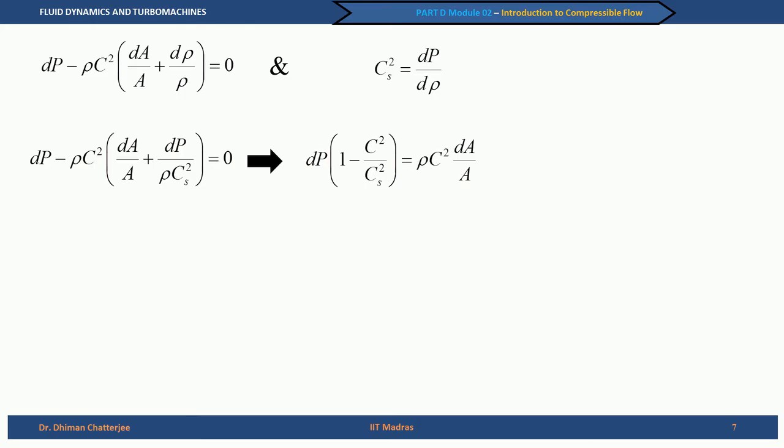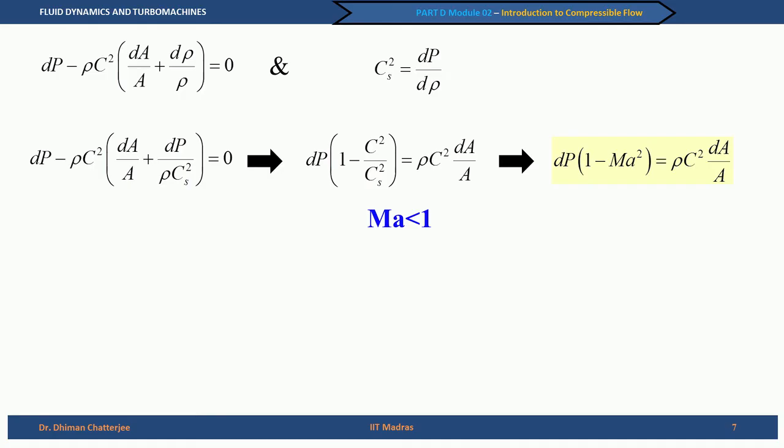Now, c by c s, as you know, is Mach number. This was already covered in the fluid dynamics module of these lectures on fluid dynamics and turbo machine. So, I replace c by c s as Mach number, and hence c square by c s square as Mach number square, and I get that d p times 1 minus Mach number square is equal to rho c square d A by A. We will now take special cases of Mach number less than 1, subsonic flows, and Mach number greater than 1, supersonic flows, separately.